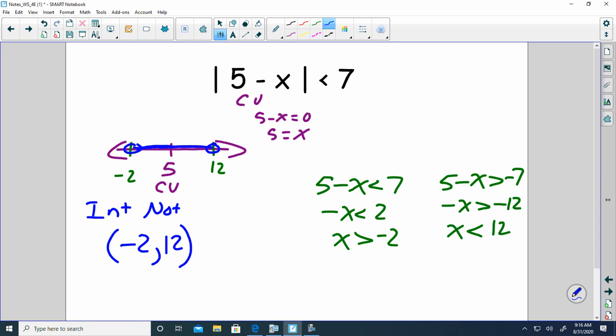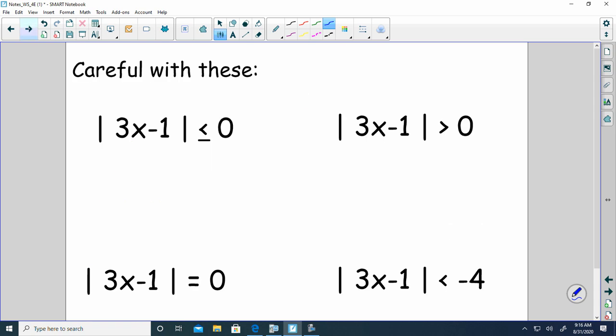If I plugged any numbers from -2 to 12 in for x, my answer would have a result that is less than 7. So pick a number like 0. 0 is in between there. 5 minus 0 is 5. Absolute value of 5, 5 is less than 7. Totally works. So this is our interval notation. That's the answer we're looking for. And again, we can talk about it in class if you'd like.